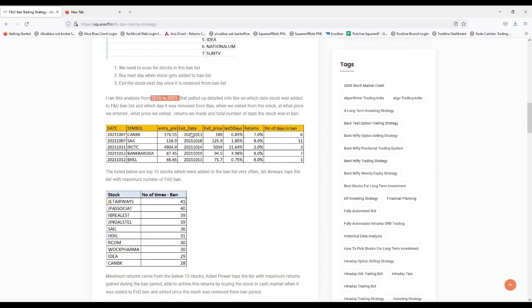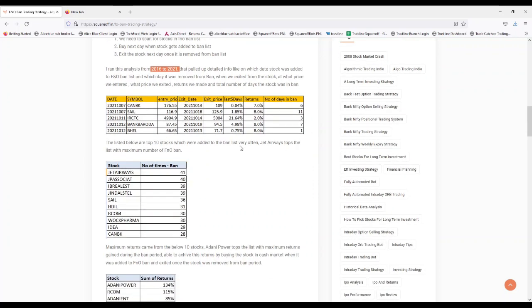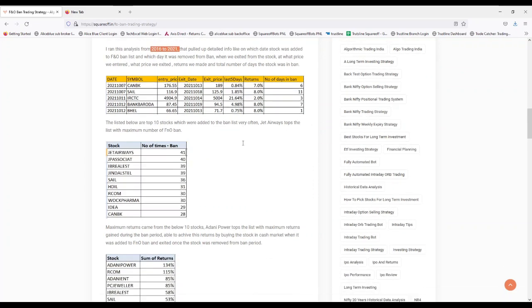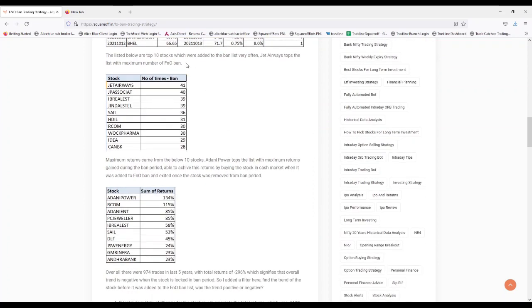So we took up the list of dates, and we took up the entry price, the exit price, and how much returns it has made. We even compared whether the stock was in an uptrend or a downtrend before it was in the ban. So we did all this analysis, and also found out how many days the stock was in the ban. We did this analysis from 2016 to 2021.